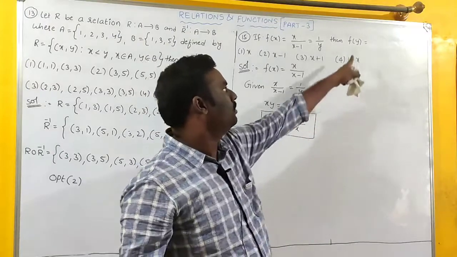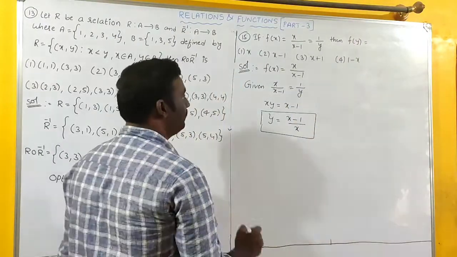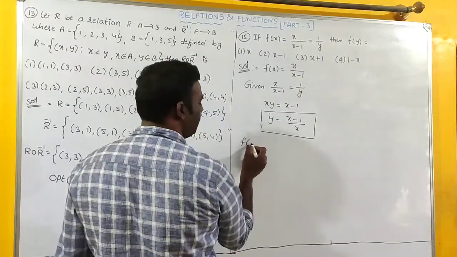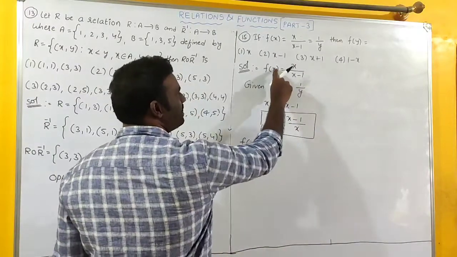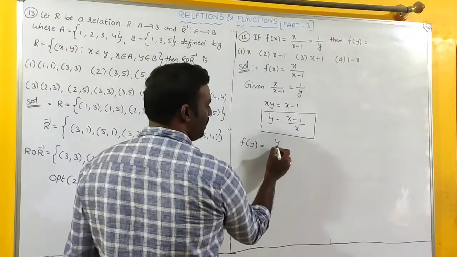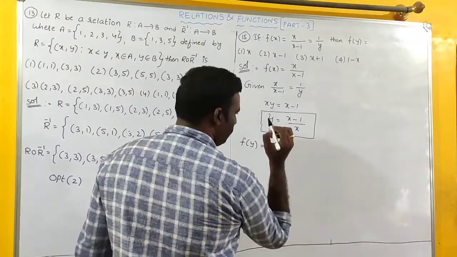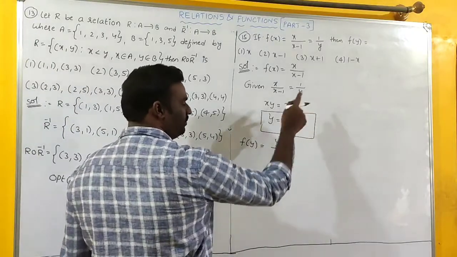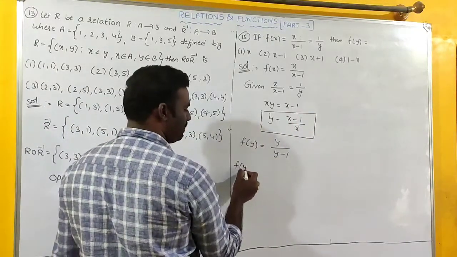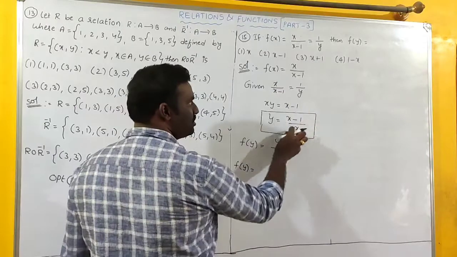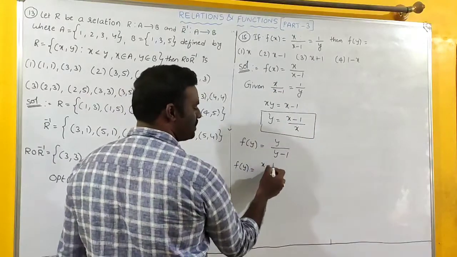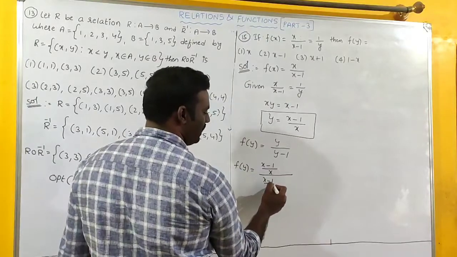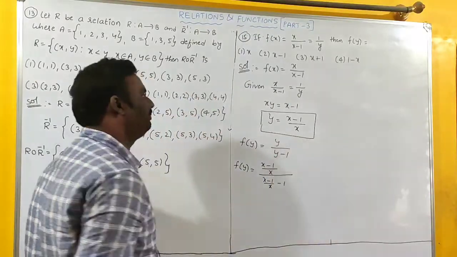In this question we need to find the value of f of y. f of x we already know, x by x minus 1. Then what about f of y? In place of x you substitute y. Now it becomes y by y minus 1. But y value we already know, so substitute. Then f of y is equal to, in place of y I substitute in numerator and denominator, x minus 1 by x, over x minus 1 by x minus 1.